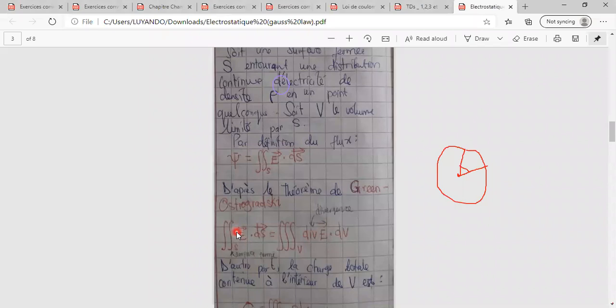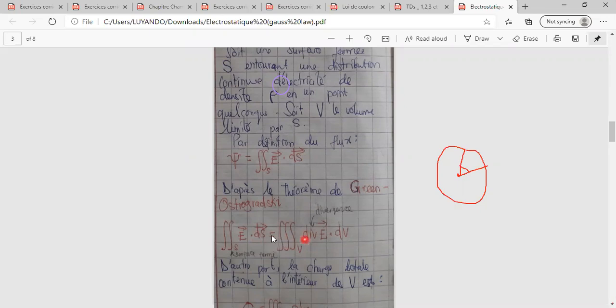le flux du champ vecteur sur une surface fermée est égal à l'intégrale de sa divergence. So the flux of the electric field vector over a closed surface is equal to the integral of its divergence times the volume. The integral of the divergence of the flux times the volume is what our theorem Green-Ostrogradsky is, which other books call the flux divergence theorem. This is equal to finding our flux here.